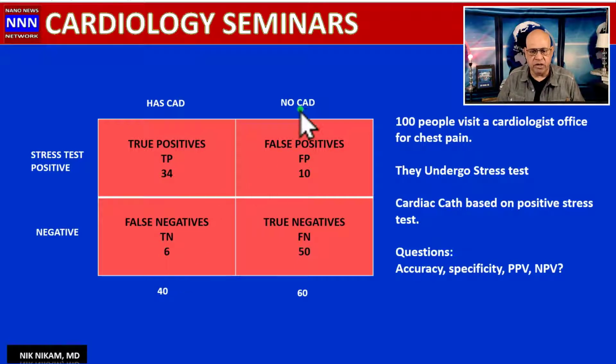So let's look at, okay, what about those people who had no heart disease? Yeah, normal heart. We know normal heart because they had normal coronary arteries by angiography. In the group with no heart disease, 10 of them had a positive stress test. It's called a false positive. How could it be they have a false positive?